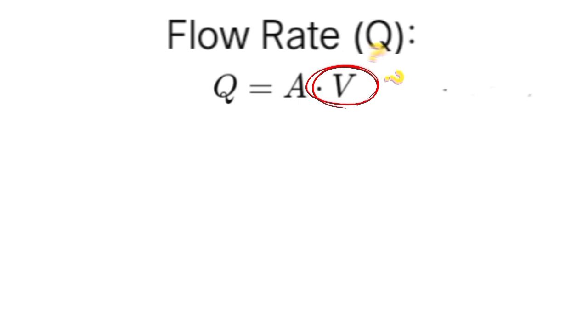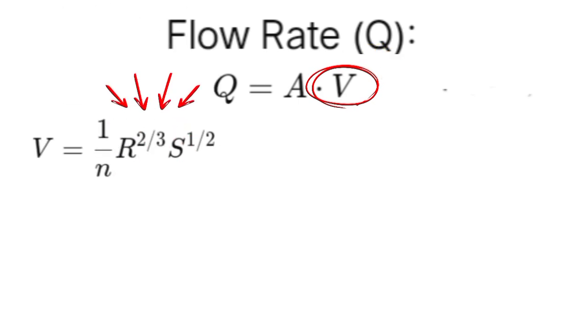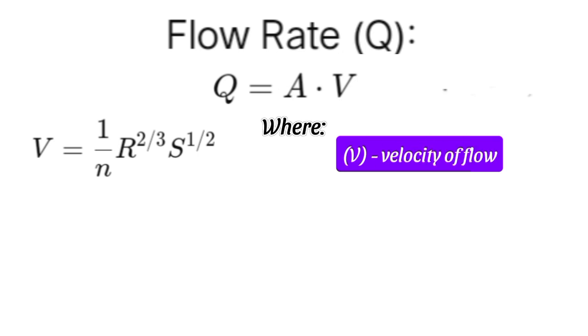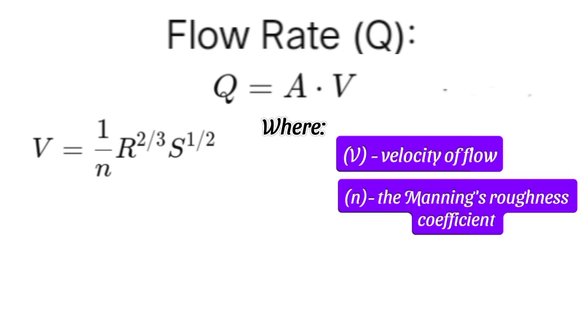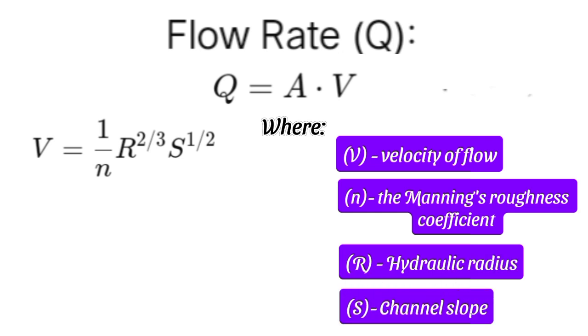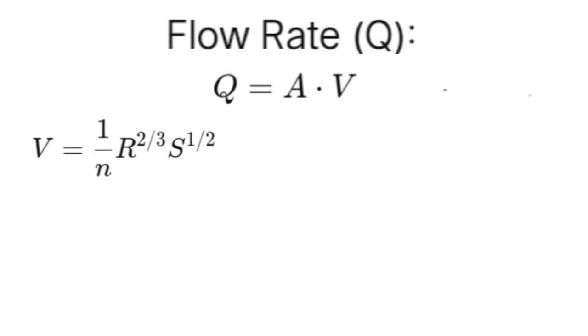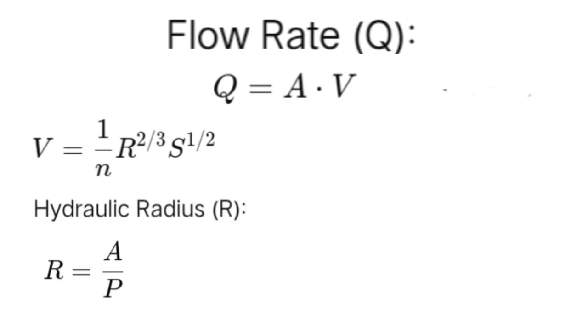The next is the velocity. Using Manning's equation, we can find our velocity. This Manning's equation relates the velocity of flow to the channel's roughness, hydraulic radius, and slope. So we have here the formula: V is equal to 1/n R to the power of 2/3 and S to the power of 1/2. Where V is the velocity of flow, n is the Manning's roughness coefficient, R is the hydraulic radius, and S is the channel slope. But first, we need to find the value of our hydraulic radius since it is not given. In finding the hydraulic radius, we have the equation R equal to the area divided by the perimeter, the ratio of the flow area to the wetted perimeter.